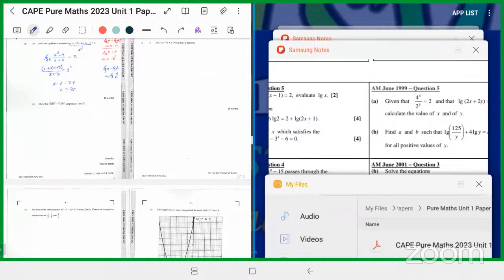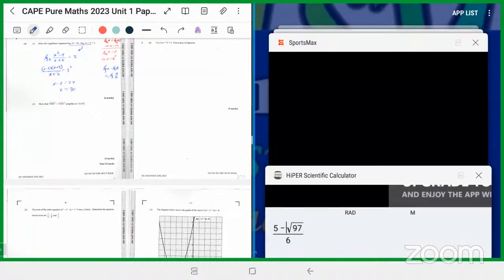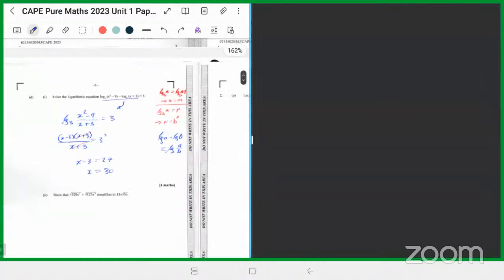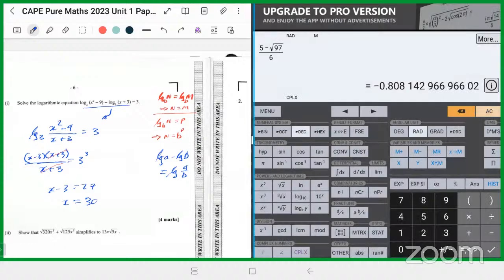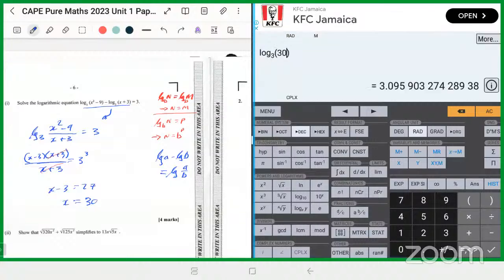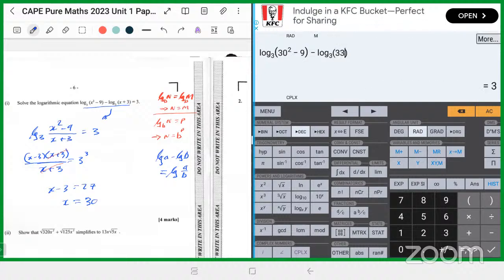Just test with a calculator. Where is it? It's right here. So we're saying the x is 30, and we're testing that with a calculator. It will be log base 3 of 30 squared minus 9, and then we are subtracting the log base 3 again of 30 plus 3, which is 33. So we get the answer of 3 right here. So we know that it is correct. All right, that is that.